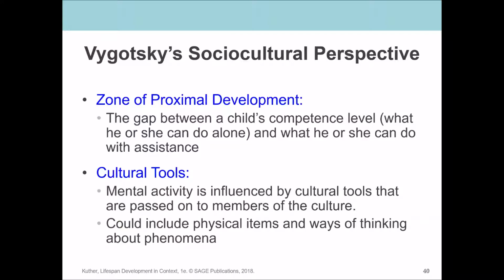So Vygotsky suggested that we have cultural tools. These cultural tools include physical items like computers and pencil and paper, but also ways of thinking about things. And these cultural tools are ways that we learn about the environment and are passed on from one generation to the next. Not every culture carries around a paper and pencil and sits in class in order to learn information. Information can be passed and learned in different ways, not necessarily by taking notes. That's kind of a more culturally specific thing.